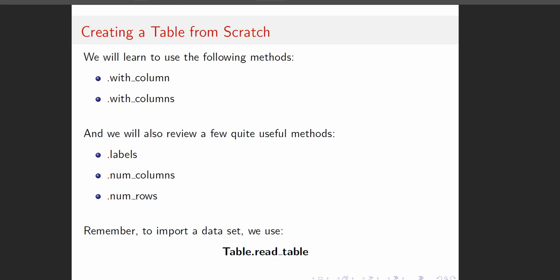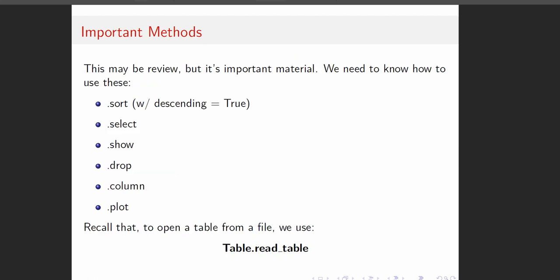So that's how to create a table from scratch, and we went over a review of a couple things like num columns and num rows, and we added in the new method, dot labels. Okay, and we're gonna go over some of these methods that we use all the time: dot sort, dot select, dot show, dot drop, dot column. We just use these guys all the time. And remember, we can open these tables using table.read tables. So clearing the ink, let's jump back in.